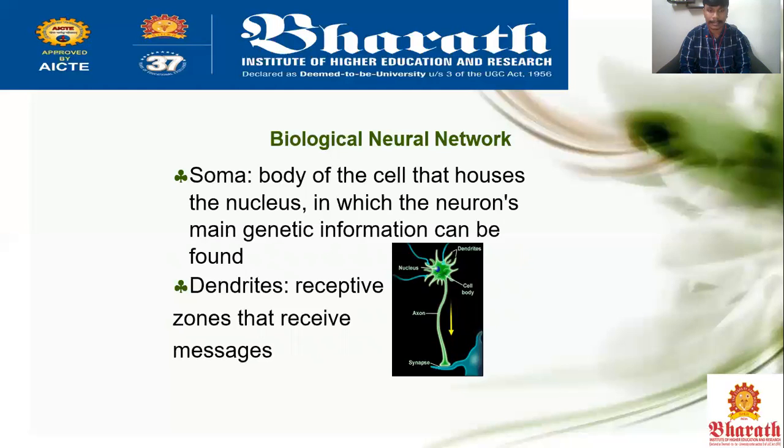And dendrites are the receptive zones that receive the messages. For sending the response, it will use the soma. For receiving the human body's response, as feedback, dendrites will receive the response of the human body, and it will be conveyed to the brain. So the receiving part is considered the dendrites, and the sending or transmitting part is considered the soma.